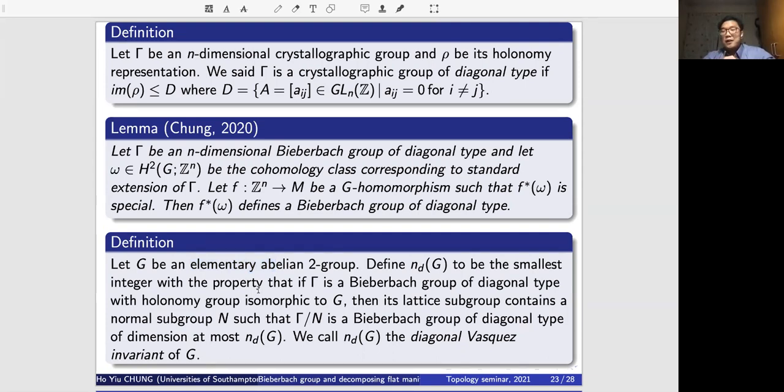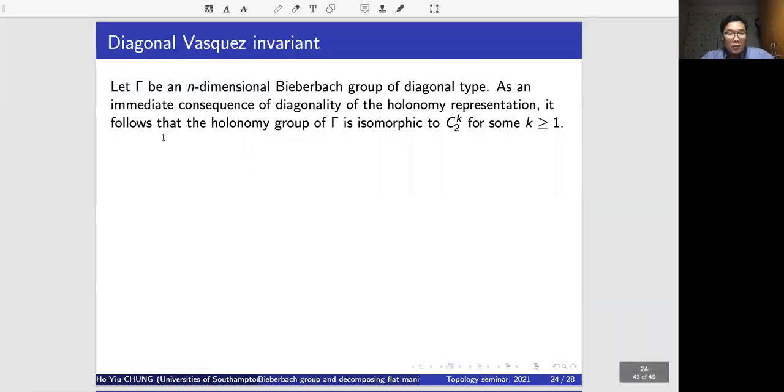First, we know such an invariant exists because of the theorem by Vasquez. Such an invariant will exist, but since we're only considering Bieberbach groups of diagonal type in this scenario, the invariant that we got here will be much smaller compared to the general Vasquez invariants.